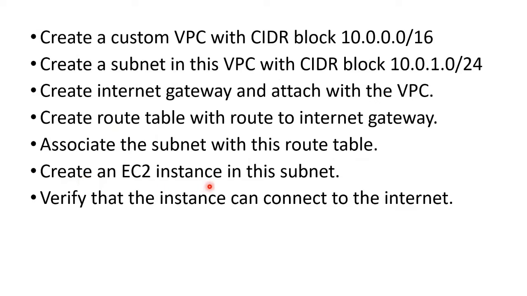And then we will associate the subnet that we will create with this route table, and then we will create an EC2 instance in this subnet, and in the last step we will verify that the instance can connect to the internet.